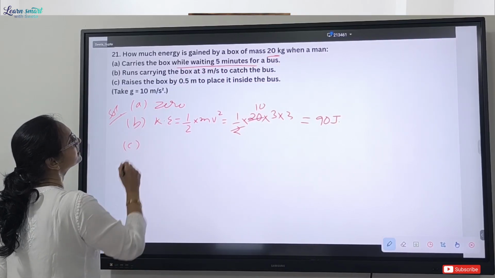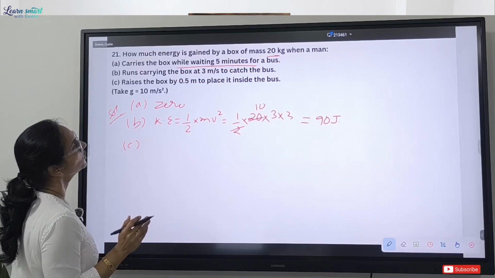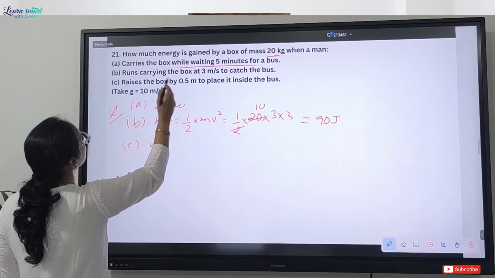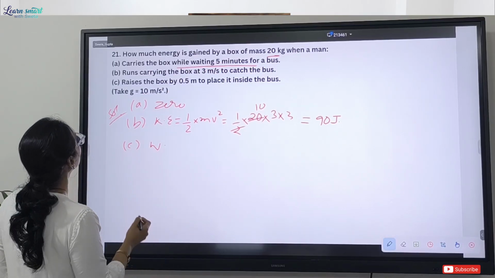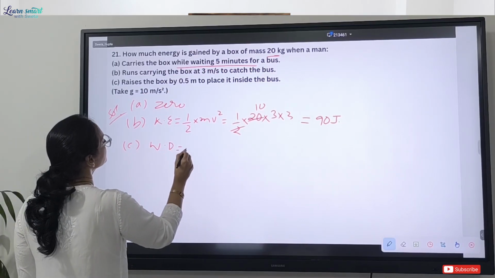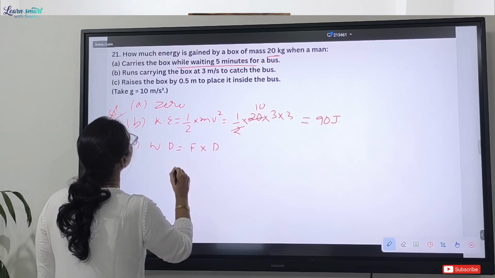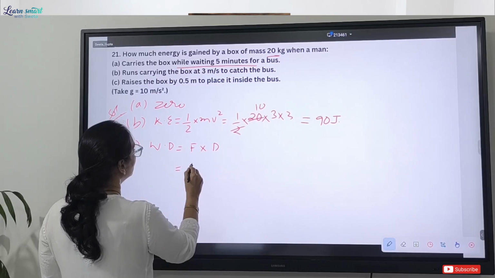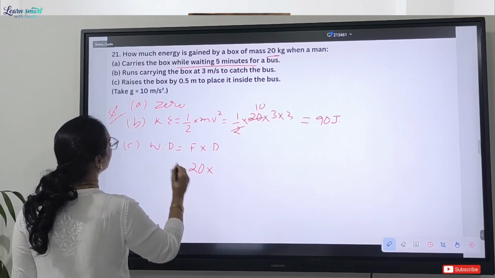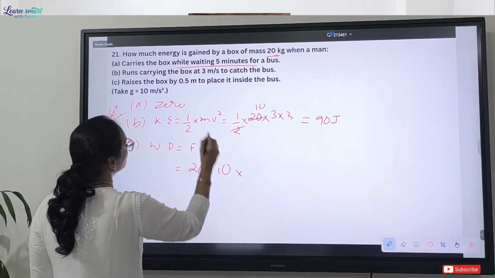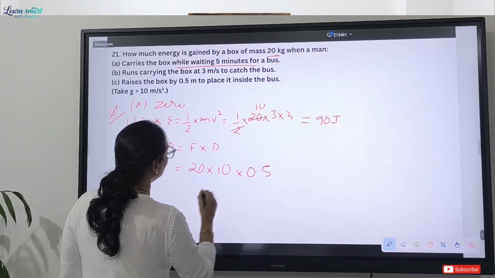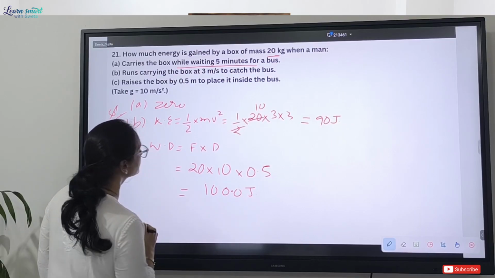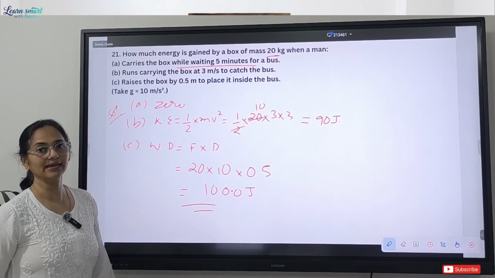Number C. Raises the box by 0.5 meter to place it inside the bus. So we have to calculate the work done or energy gain when a man raises the box. Work done is force into displacement. Now he raises the box by 0.5 meter and box is 20 kg. So force will be 20 into 10 and he raises it by 0.5 meter. So 0.5 meter and we will get 5 into 2 10, so 100 joules. And this is how work done can be calculated.